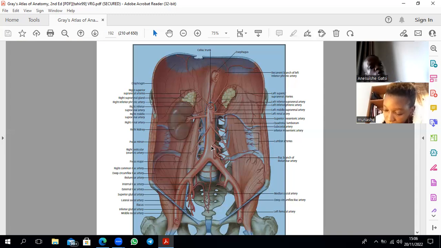Inferior phrenic artery will also give blood to the adrenal glands. You've done adrenals, and your suprarenal glands.